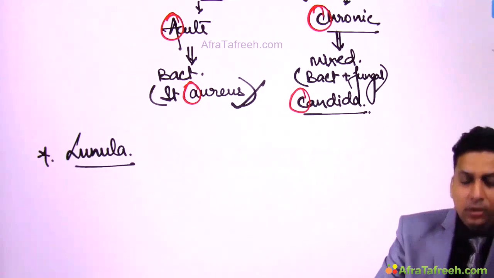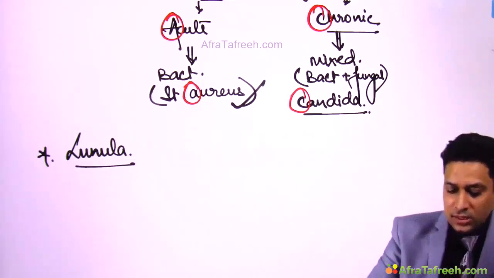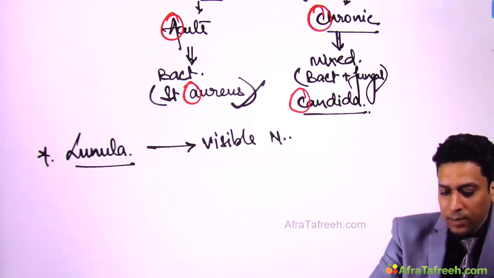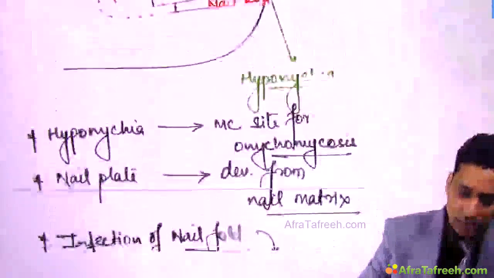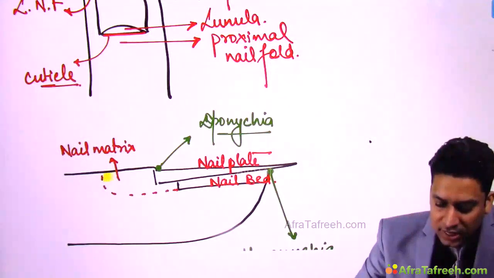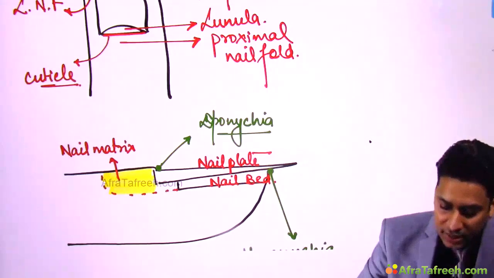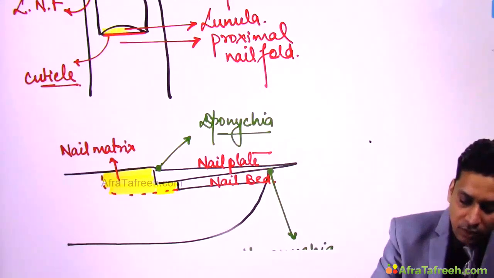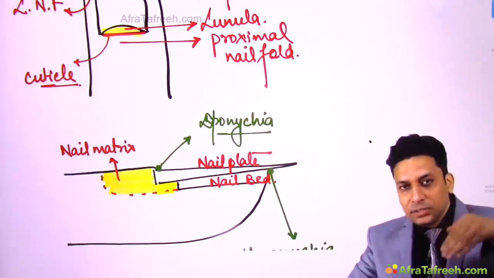I just told you the lunula is the semicircular white portion present in the proximal part of the nail. So what is this? This is actually the visible nail matrix. Now what does that mean, visible nail matrix? Let us try to understand this. As you can see here, this is the nail matrix. This whole portion is nail matrix, which is behind the nail plate, but there is a small extension of the nail matrix going below the nail plate. This extension is visible in the form of the lunula. So the lunula is that visible portion of the nail matrix which is present below the nail plate.